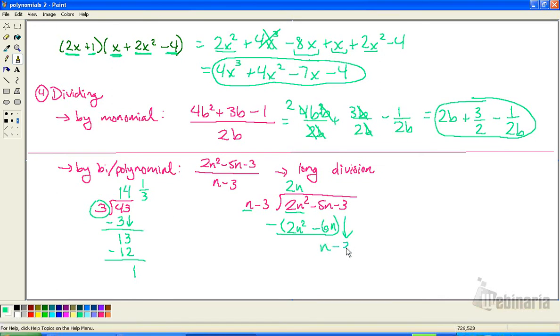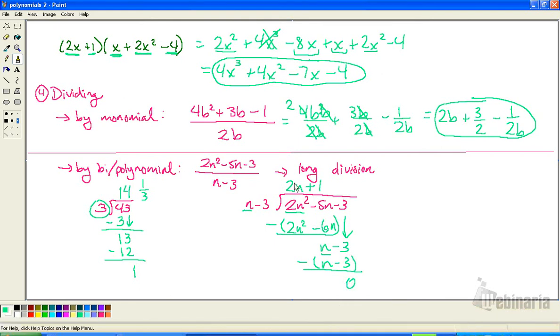Now I say, well, how many times does n go into n? Again, just look at the first term there. How many times does n go into n? Well, 1 time. So I put a plus 1, and I multiply. 1 times n minus 3 is n minus 3. I subtract. n minus n is 0. Negative 3 minus a negative 3. So negative 3 plus 3 is 0. So I'm done. The answer is 2n plus 1.